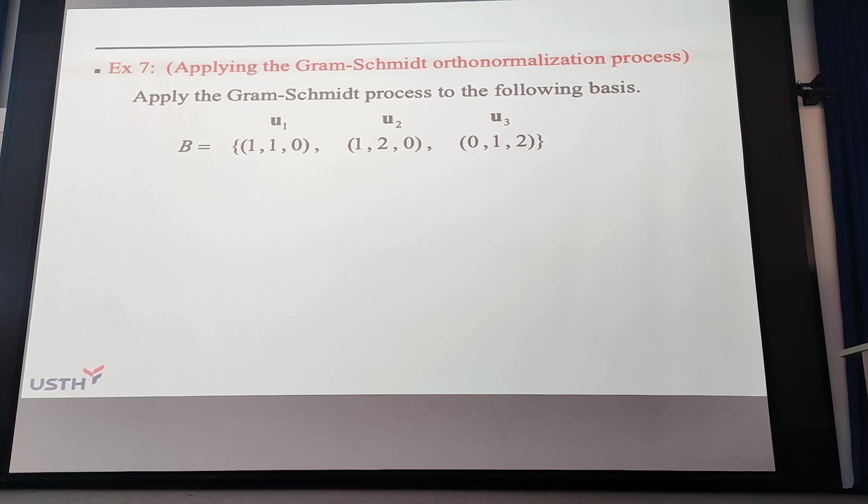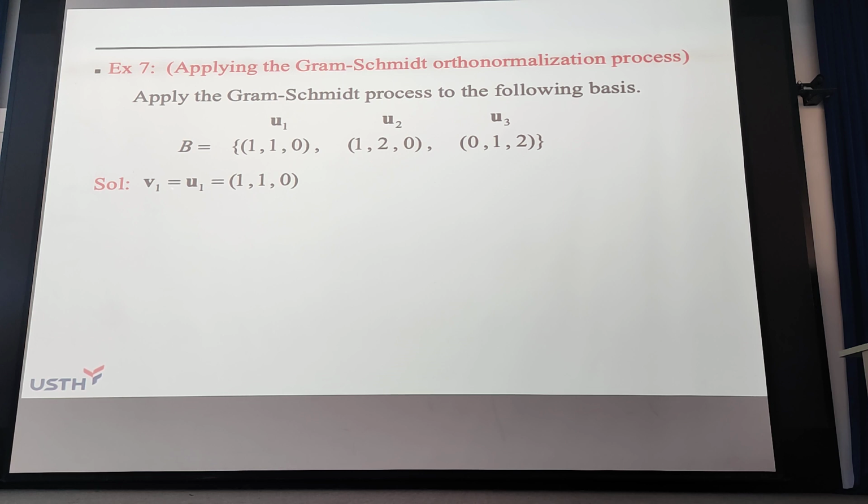That previous line is the geometry, and now here are some applications by formula. Suppose that you are given a basis B consisting of U1, U2, and U3 like that. They are a basis for R3, and you are required to apply Gram-Schmidt to find an orthonormal basis for R3. So what to do?